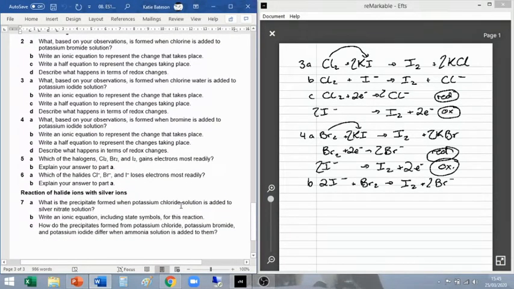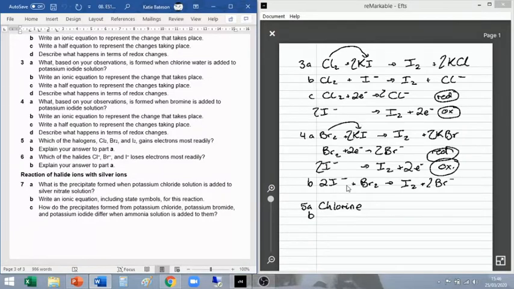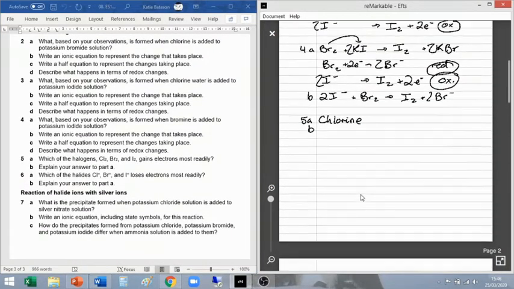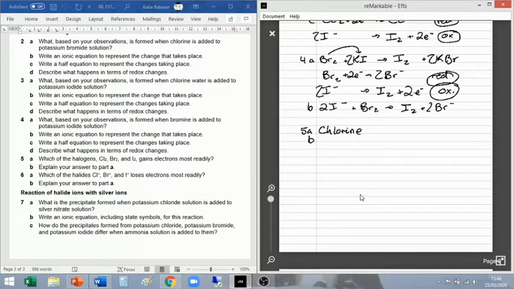Okay, question 5. Which of the halogens gains electrons most readily? Should be abundantly apparent. It's the chlorine. That's too easy though. Let's give a justification. So for part B, it says explain your answer to part A. So what we need to do now is link that back to electrons and the distance between the nucleus and the outer shell, and the idea of the halogens having to attract extra electrons, just as we talked about right at the start of lesson 7.